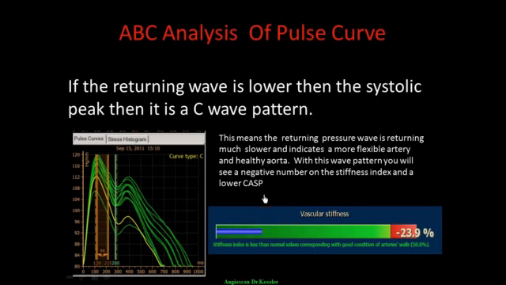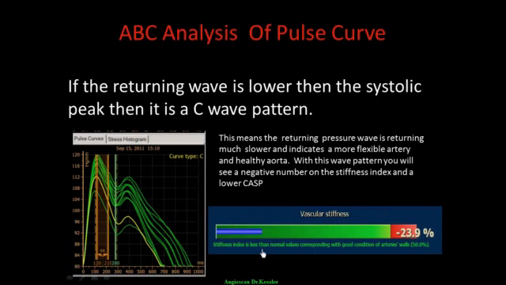Okay? Now, when we see a C pattern, you can see this green line, and we want to keep this line out of the red zone here. And it's telling us what this particular person's vascular stiffness is. His is a negative 23.9. There's very little pressure, very little stiffness when we get that negative number. That's what we want to see.